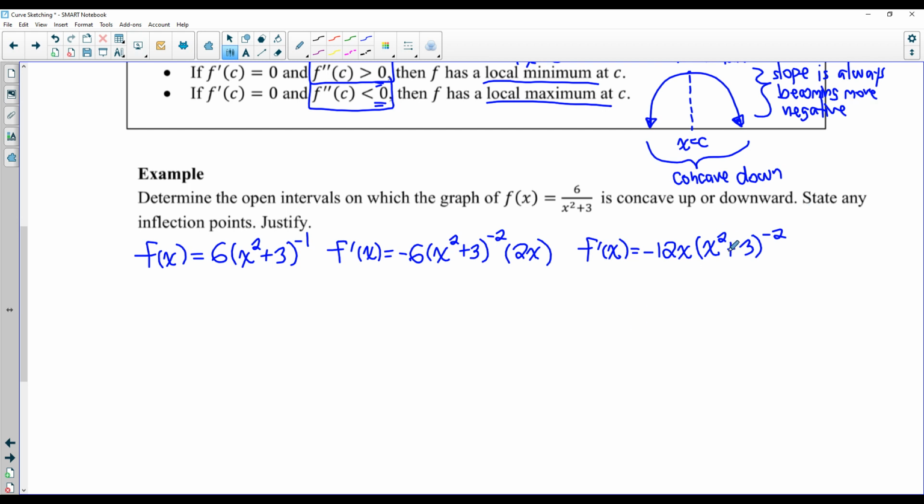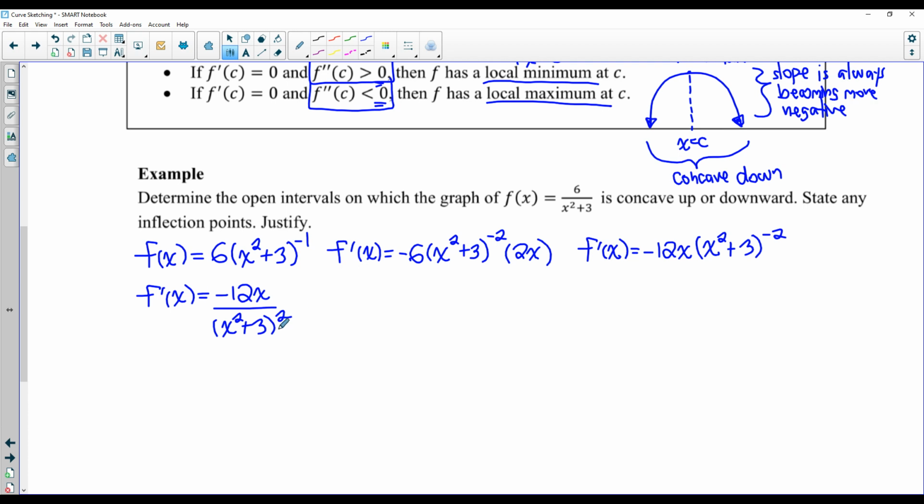Now, I'm just going to figure out what the critical value is based on the first derivative. So the critical value is, let's rewrite the first derivative without the negative exponents, f prime of x would be equal to negative 12x divided by x squared plus 3 all squared.